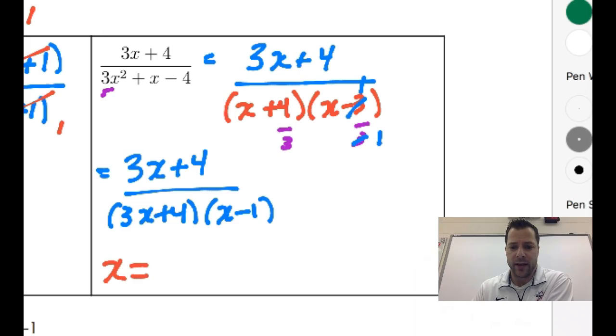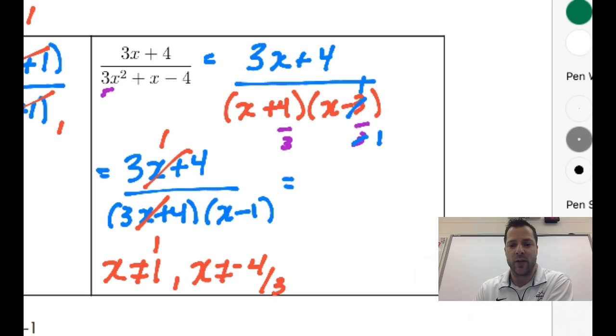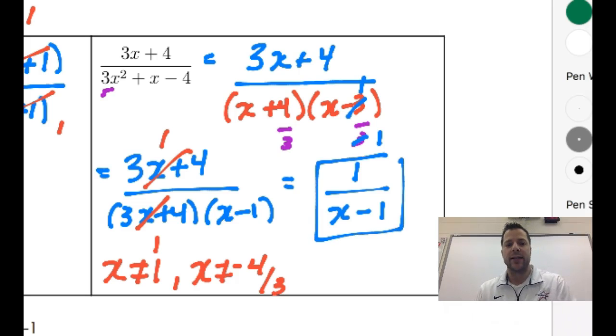X cannot be 1 for this one. And if I solve this equation by setting it equal to 0, I would get x cannot be negative 4/3. Okay? And notice how the 3x plus 4 and the 3x plus 4 are in common. So you factor them out and you simplify. So I get 1 over x minus 1, and x cannot be 1, and x cannot be negative 4/3. Okay, so that's example 2.